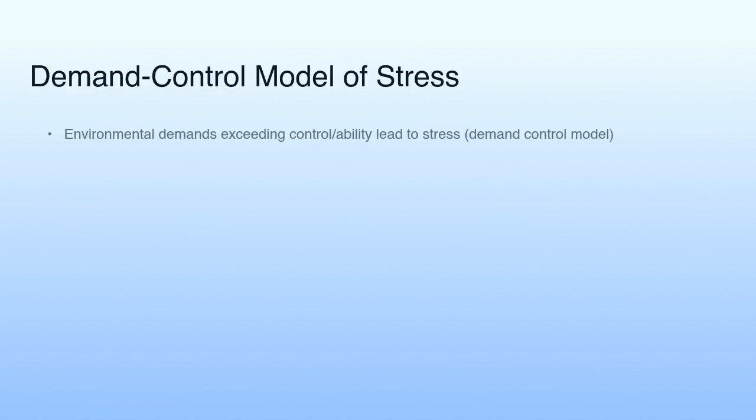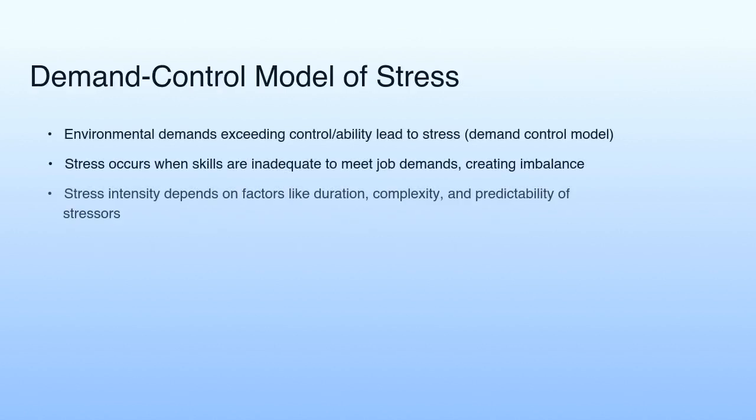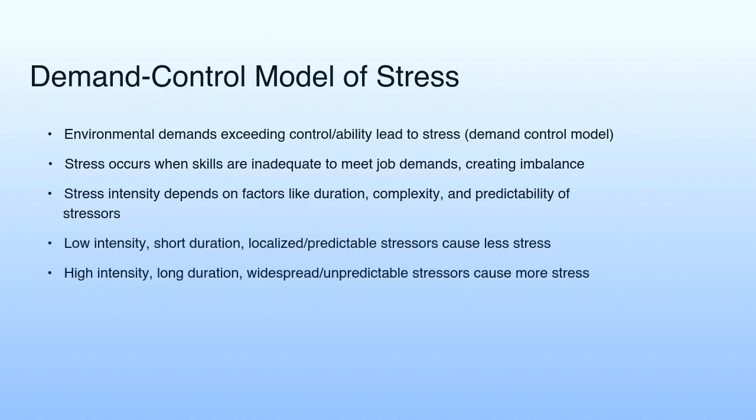According to the demand control model, stress occurs when environmental demands exceed an individual's control or ability, creating an imbalance where skills are inadequate to meet job demands, with stress intensity depending on factors like duration, complexity, and predictability of stresses.